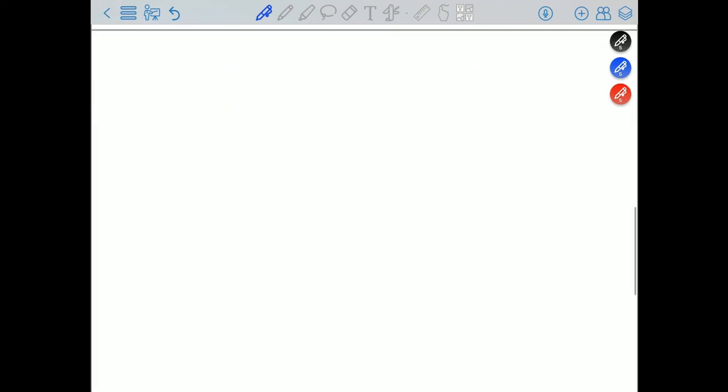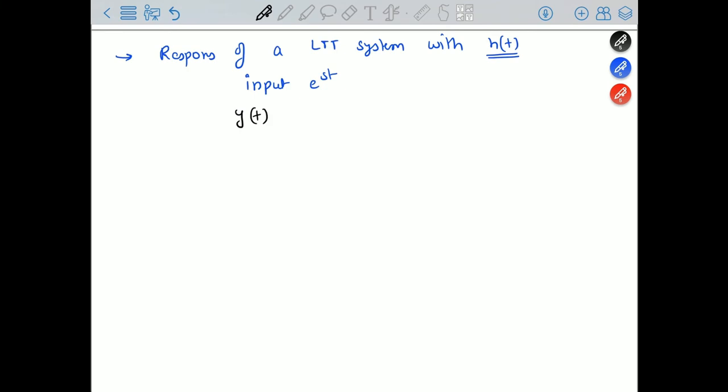Now we will try to have a mathematical representation of the Laplace transform as well. Suppose the response of an LTI system with h(t) as the impulse response, and the input e raised to the power st, can be represented as follows. We have already discussed this, so I am just giving it for reference. The output will be H(s) e raised to the power st.